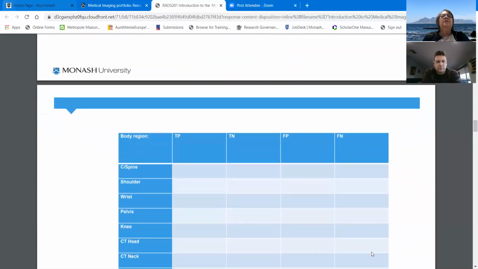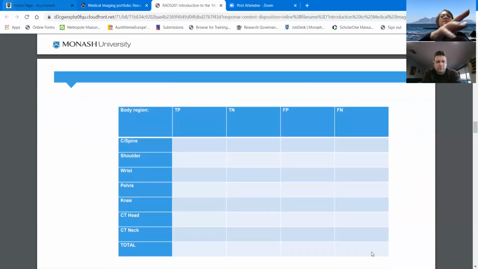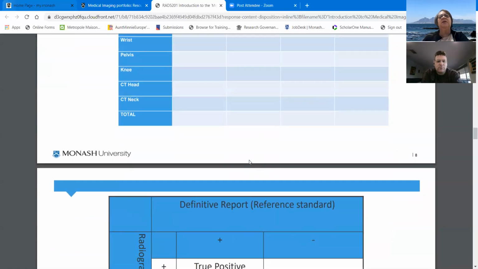In terms of the PIE record, this list here doesn't cover everything, it's just an example. So you would say, for example, with the cervical spine, a true positive would mean that you've correctly identified an abnormality, and the radiologist agrees. Basically, when you look at the radiologist's report, it's in agreement with yours. And for example, if it's a true negative for the shoulder, you correctly identify there's no abnormality, and the radiologist's report agrees with that as well. So the basic statistics go through that.